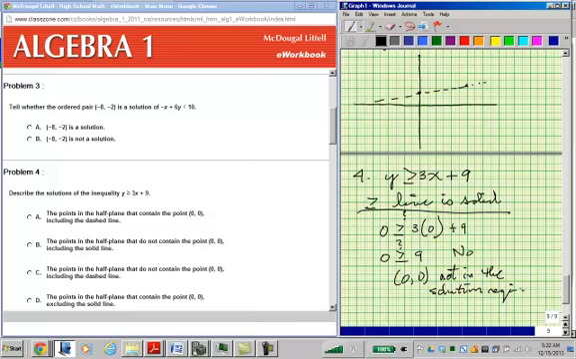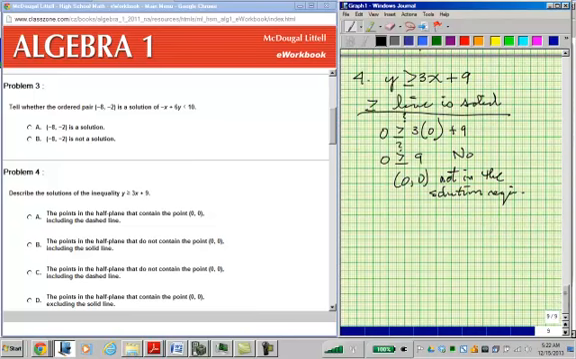Now, since we're going through the exercise of graphing, let's graph this. We got y is greater than or equal to 3x plus 9. We're in slope-intercept form.